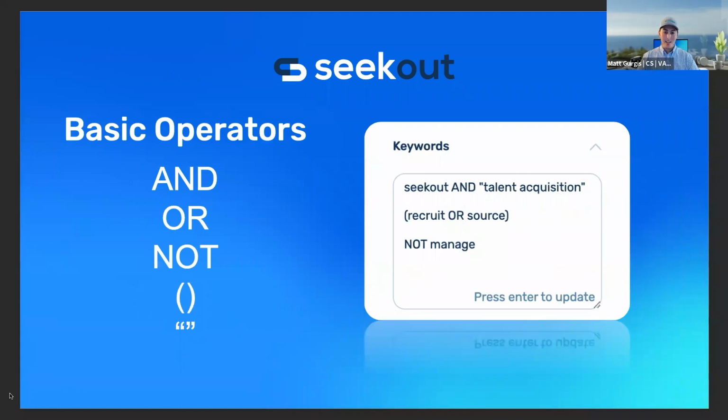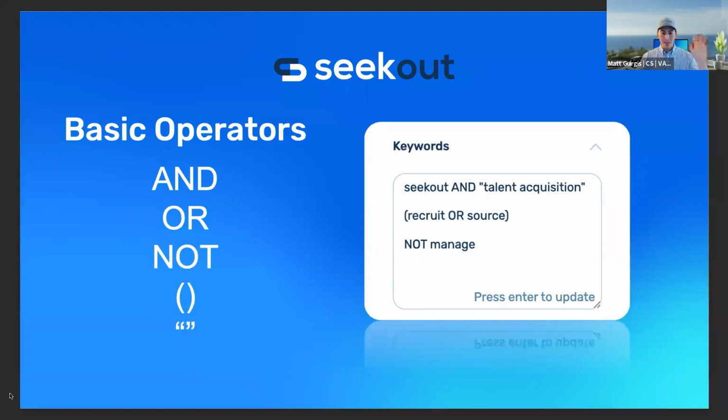There's and, there's or, there's not, there's parentheses, which you can call brackets, and there's quotations, which are often called nesting. Now, Boolean search, you can think of it very simply as keywords plus Boolean operators, right? So you're stringing your keywords together with an operator to create a keyword string, a Boolean search.